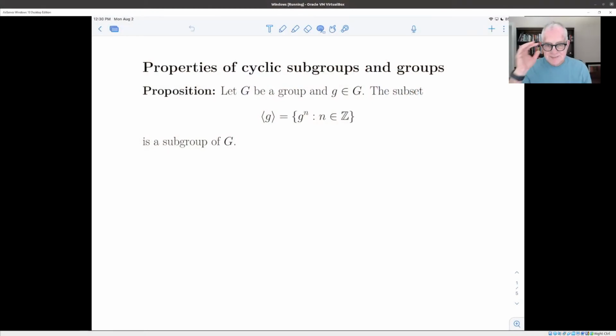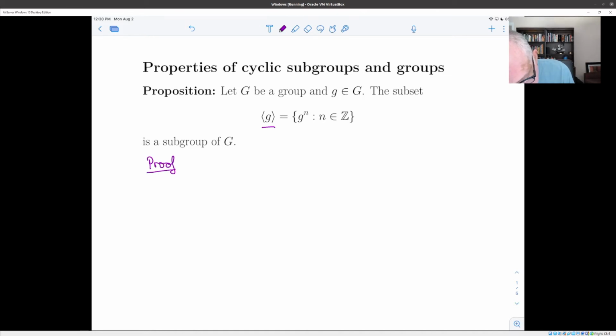But let's start with some of the more straightforward things. So the first thing we want to settle is that when we construct this subset made up of the powers of an element, positive and negative powers and zero, that it is in fact a subgroup. We've taken this for granted, and I kind of gave a little bit of a proof in the earlier video, but let's be more careful about it now.